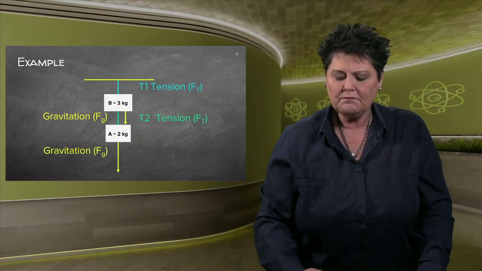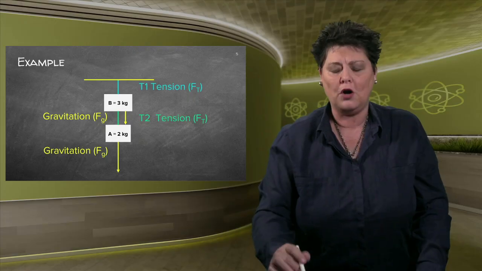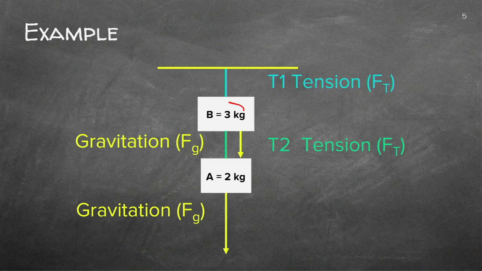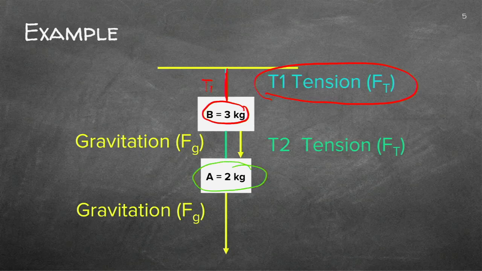Let's have a look at a system where I've got blocks hanging from cables. I've got 3 kilograms suspended from, have a look at that, a cable or a wire or whatever, a string. That was a tension, and I'm naming this one T1. It is attached to the block at the bottom, which is 2 kilograms. So I've got another tension there, which is T2.